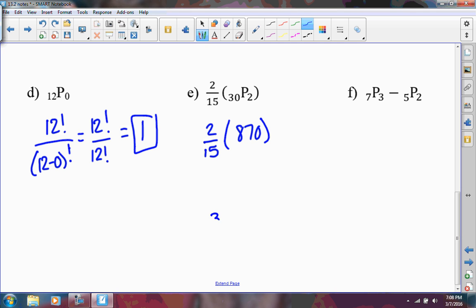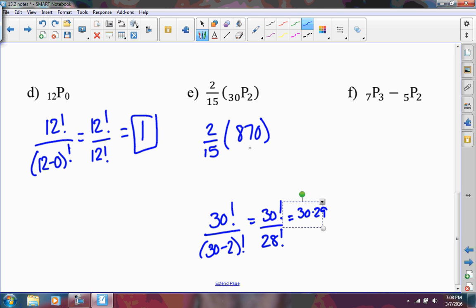Because again, if we're thinking of that in terms of our equation, that's 30 factorial over 30 minus 2 factorial. So that's really 30 factorial over 28 factorial. So everything from 28 on cancels. So it's really just 30 times 29. And that gets us the 870. So that's the process that your calculator is doing very quickly. And then you can use your fraction button, do 2 over 15 times 870, or multiply across, do 2 times 870, and then divide by 15 times 1, which is 15. You should get 116 for your final answer.